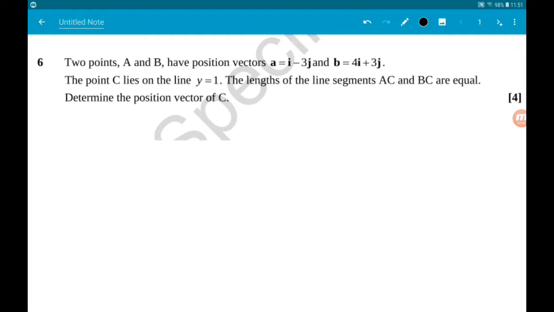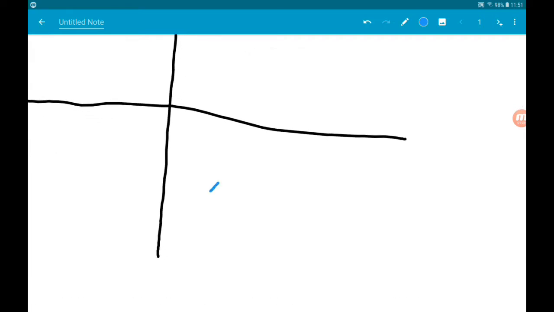Okay, so I'm going to think of these vectors in Cartesian form. So all that means is as coordinates on an XY grid. So let's draw some axes. Now, point A has position vector i minus 3j. So we can think of point A having coordinates (1, minus 3). And then we can think of point B as having coordinates (4, 3).